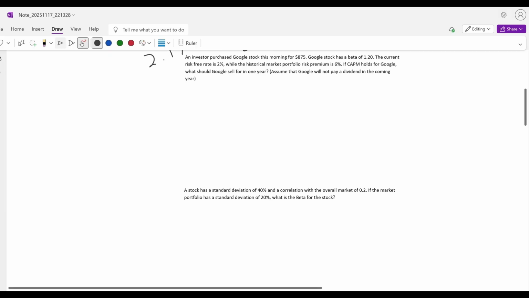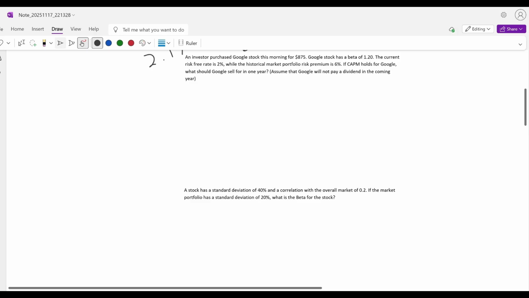So moving on down, an investor purchased Google stock this morning for $875. Google stock has a beta of 1.2. The current risk-free rate is 2%, while the historical market portfolio risk premium is 6%. If CAPM holds for Google, what should Google sell for in 1 year?